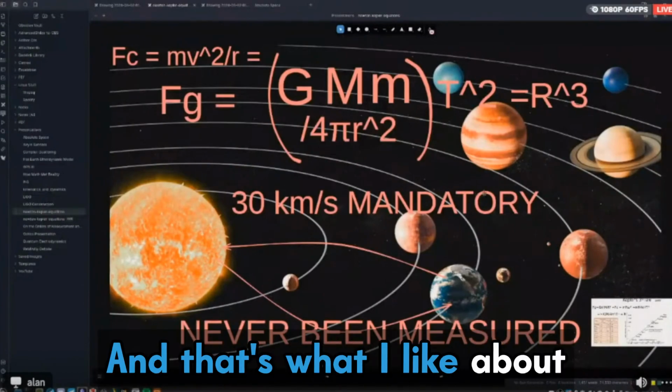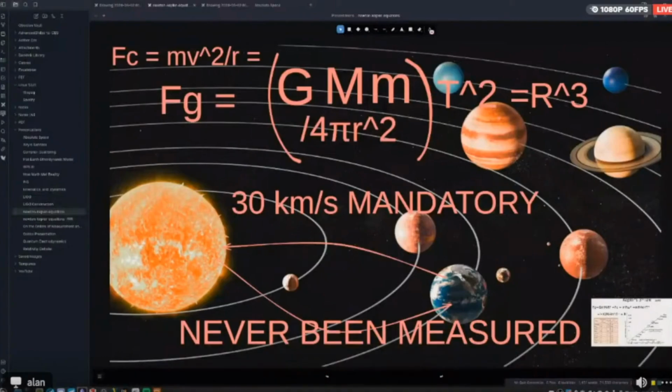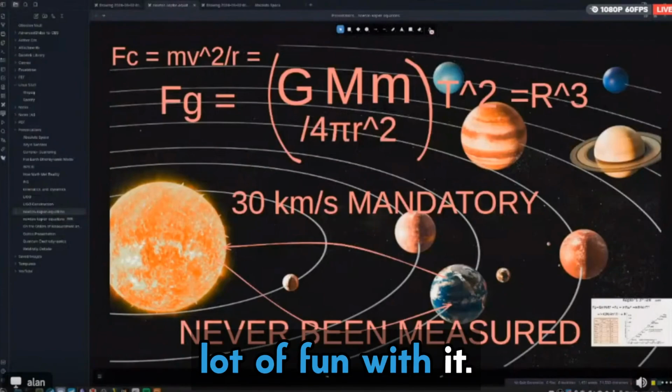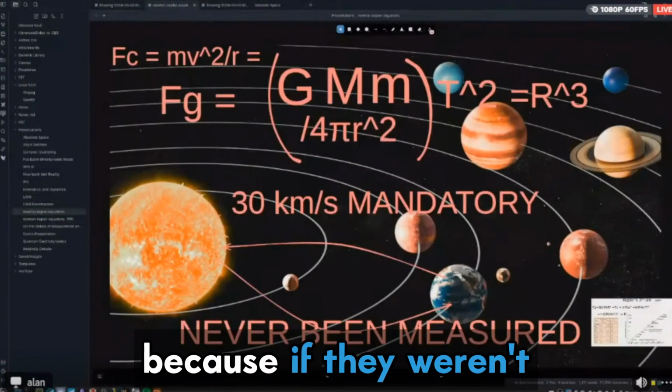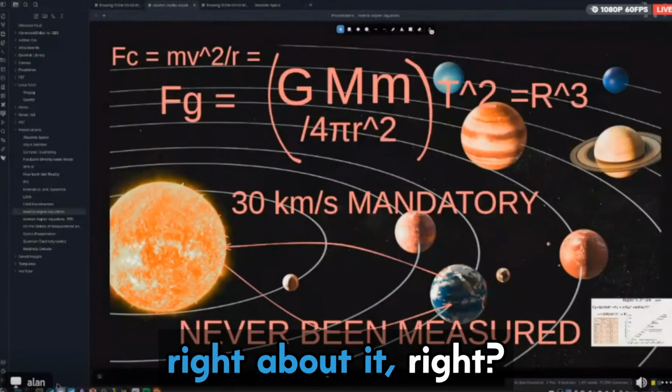And that's what I like about the heliocentric model. It's that stupid. Yeah. They like to have a lot of fun with it. What's crazy is it's also because if they weren't right about it, what do they have to do?